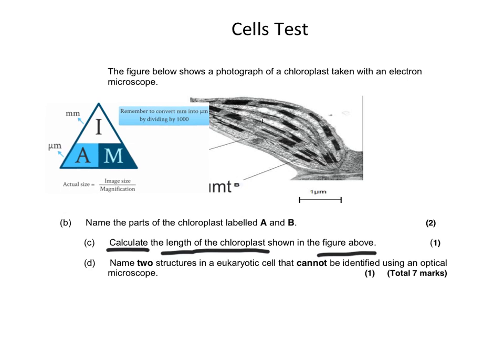Okay, 1D. It asks you to name 2 structures in a eukaryotic cell that cannot be identified using an optical microscope. So answers would include organelles such as mitochondrion, ribosomes, endoplasmic reticulum, either rough or smooth, lysosomes, cell surface membrane. You need 2 of those to get the mark.